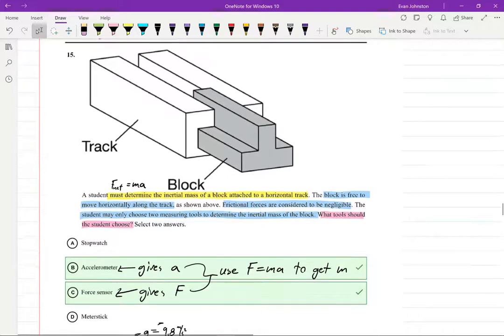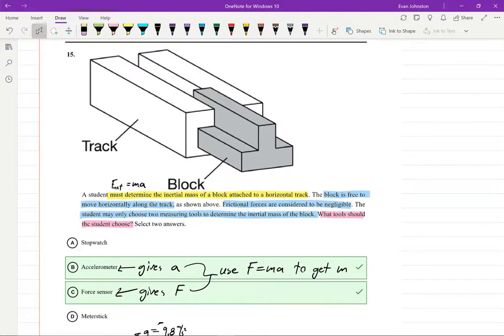Actually, two more. So this one was: what tools should a student use to find the inertial mass? This has to do with those notes on gravity. We talked about mass. We talked about inertial mass is what we used in Newton's second law. This was last unit. And it really is saying that the mass is related to a net force and an acceleration experienced by the mass.